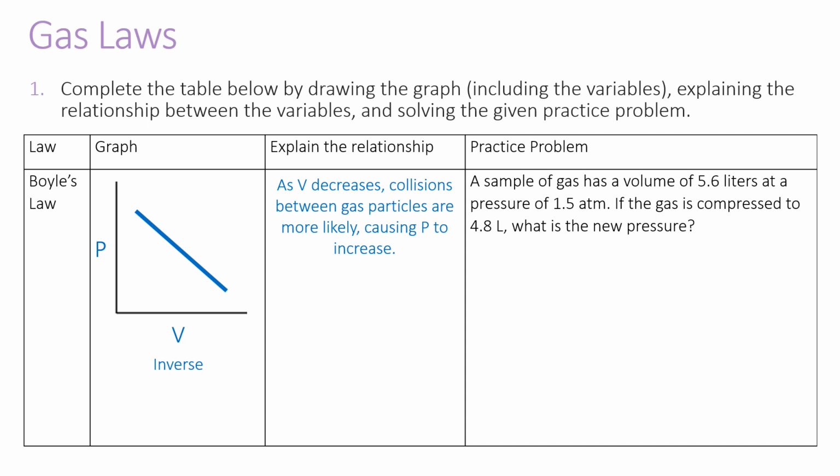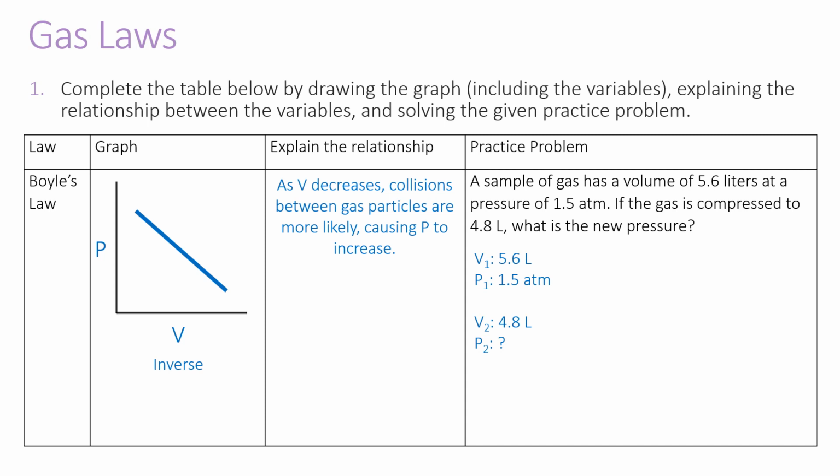For the practice problem, a sample of gas has a volume of 5.6 liters at a pressure of 1.5 atm. If the gas is compressed to 4.8 liters, what's the new pressure going to be? So the volume is decreasing here, which means we expect the pressure to increase. So we're expecting an answer that's bigger than 1.5 atm.